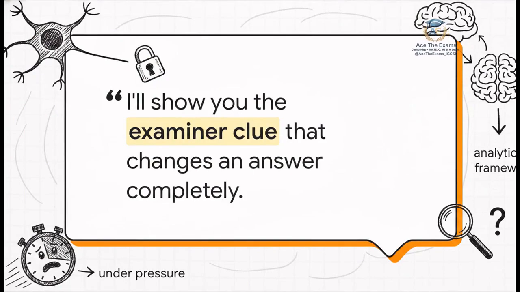Now, understanding these biological structures is really only step 1. In just a moment, I'll show you the hidden examiner clue that changes an answer completely. But first, we need to set up the analytical framework that makes that clue absolutely obvious when you're actually sitting there in the exam hall under pressure.